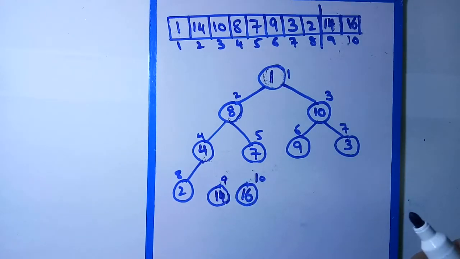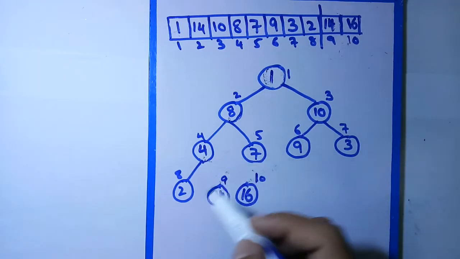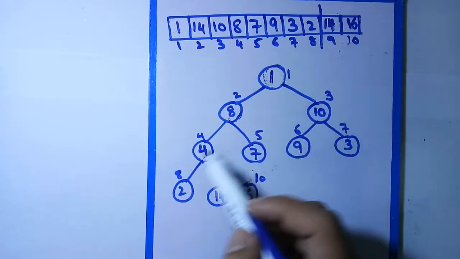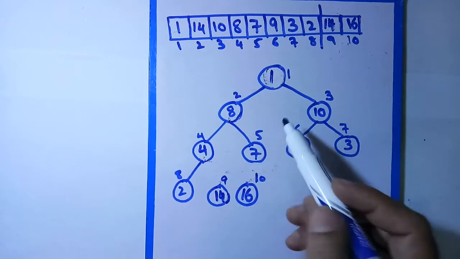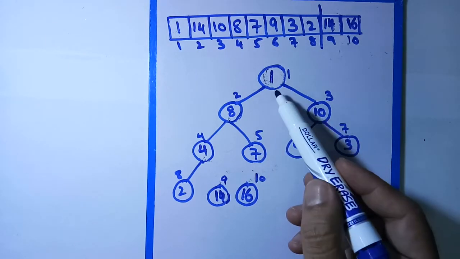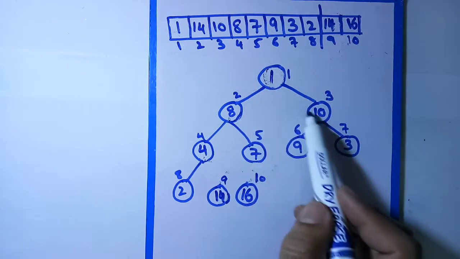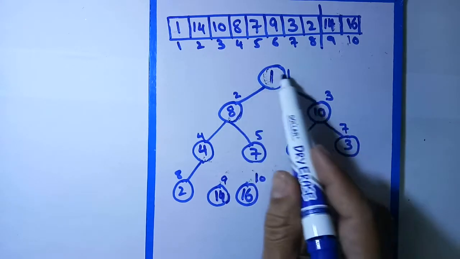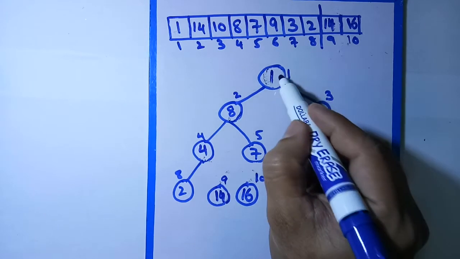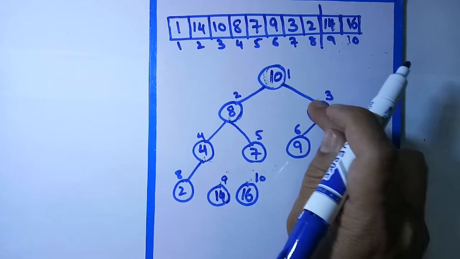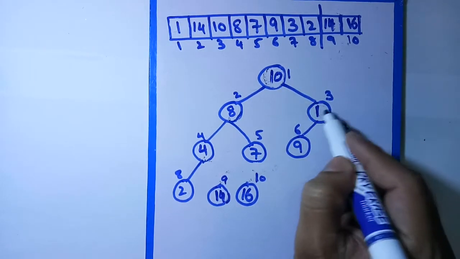Index 9. Clear? So what happens now? Again, this is not the heap, this is violating the heap property. Use the build max heap algorithm once again in order to build it. So what will happen? Again this will be compared. Which one is the largest among all these three? Remember the heapify procedure. So this 10 is larger, so 10 will go up and 1 will come down, right? And max heapify will be called here.